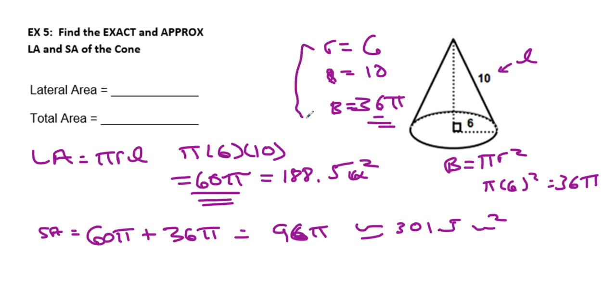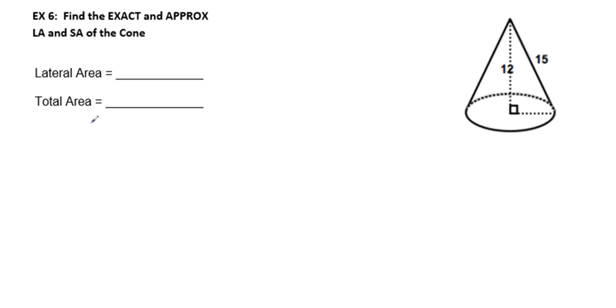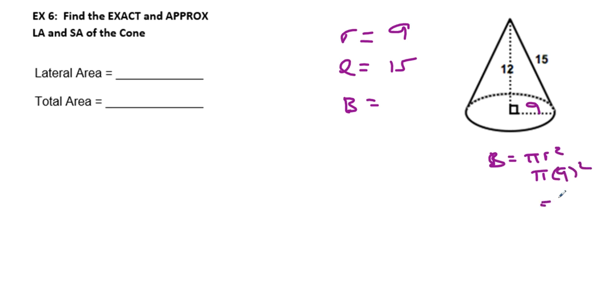So this is critical to write down before you get started. You should do that on every single problem. So we want our R, we want our L, and we want our area of the base. Well, our R is missing, but this is just a squared plus b squared equals c squared. If you remember your Pythagorean Theorem, this is nothing more than 9. All right, your triples. So R is 9, L is given to us at 15, and big B is pi r squared, which is pi times 9 squared, which is equal to 81 pi.